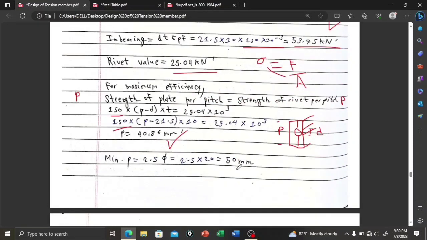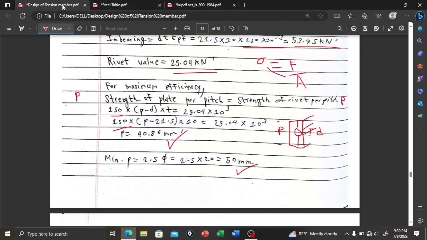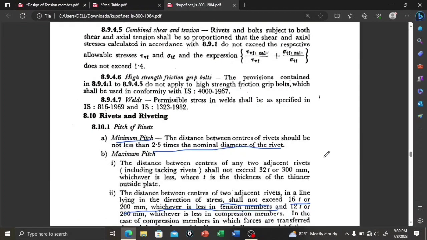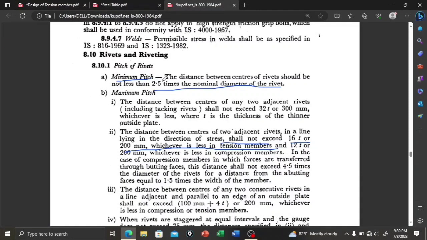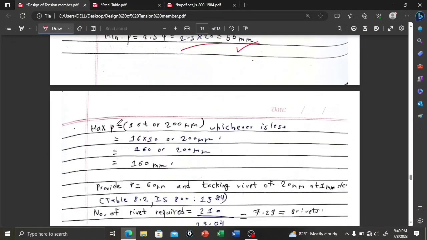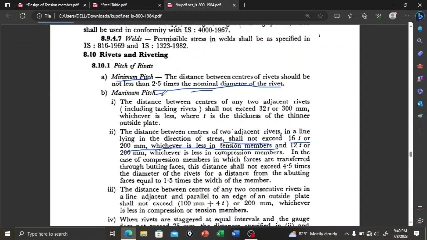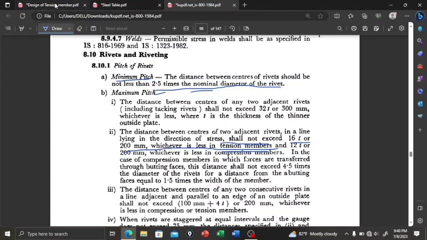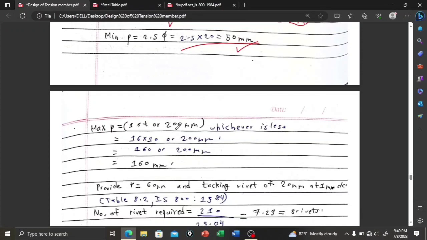And the minimum value of pitch is given in the code, that is 2.5 times the nominal diameter. 2.5 times 20 is 50. The maximum pitch in a tension member is 16T or 200 mm, whichever is less. 16 and T is 10, so 16 into 10 is 160, or 200 mm, so the minimum is 160.